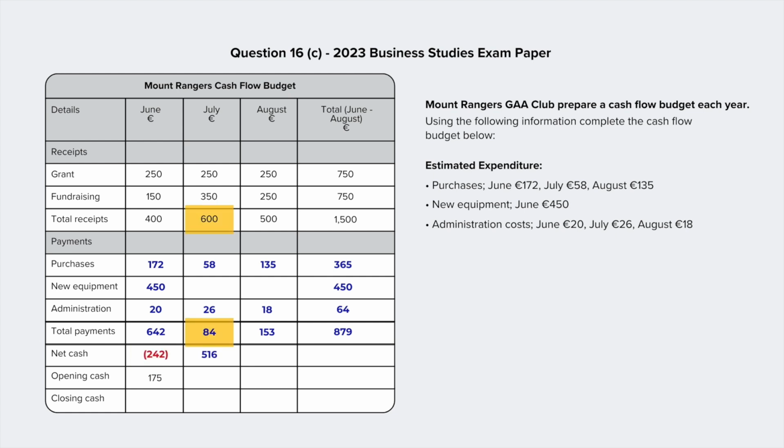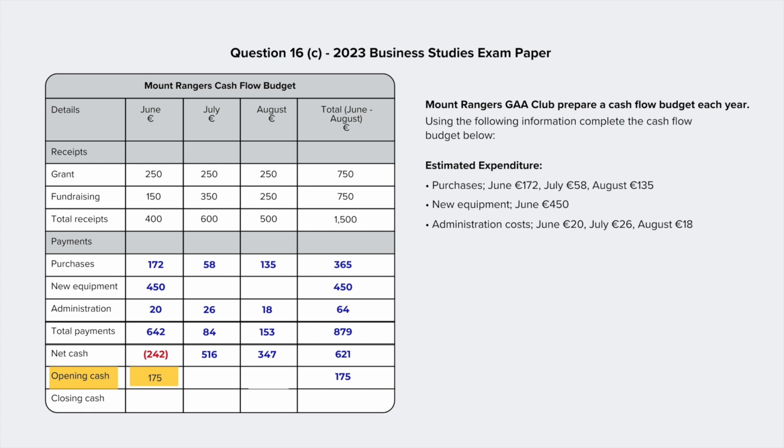July, we took in €600 and spent €84, which leaves us with a net cash surplus of €516. August, we took in €500 and spent €153, which leaves us with a net cash surplus of €347. Now our totals for the 3 months, we took in €1,500 and spent €879, which leaves us with a net cash total of €621. So next we're on to our opening and closing cash balances.